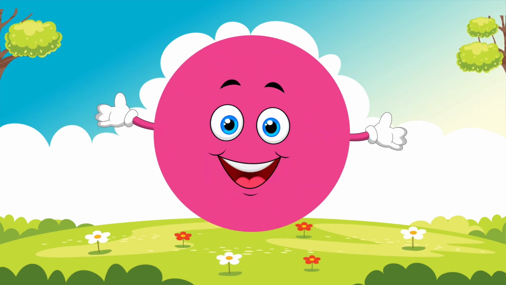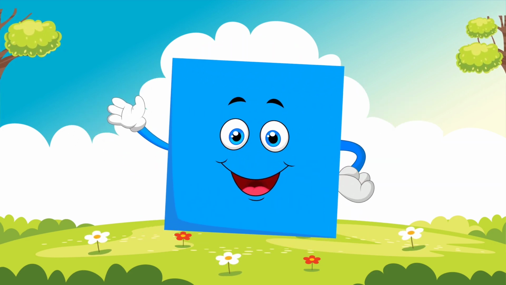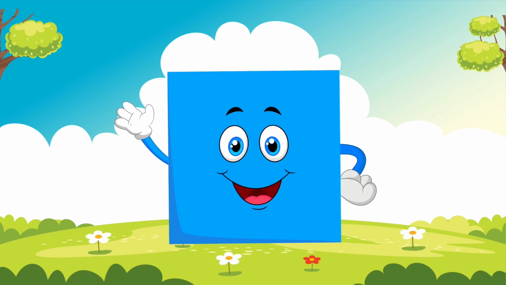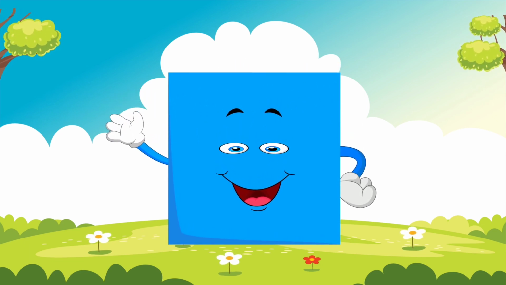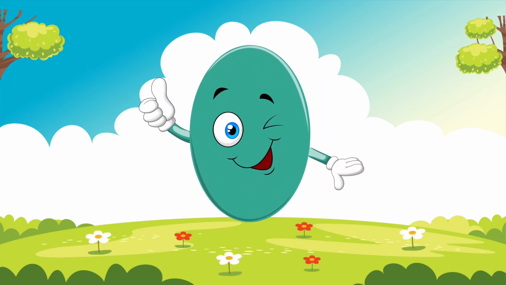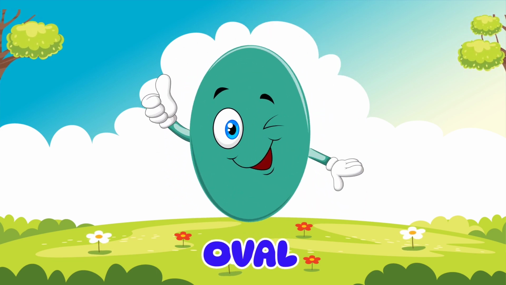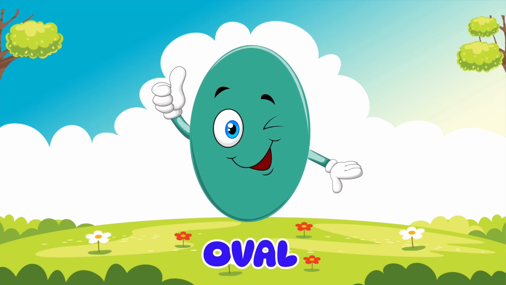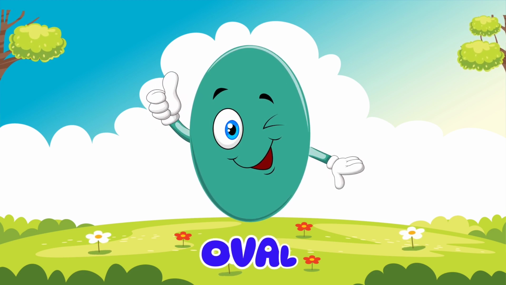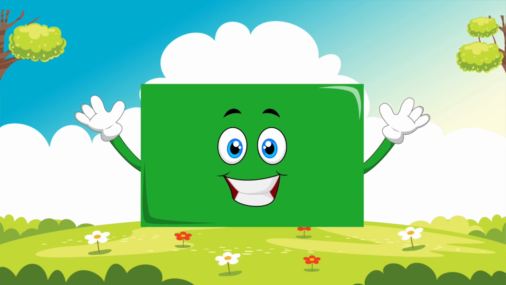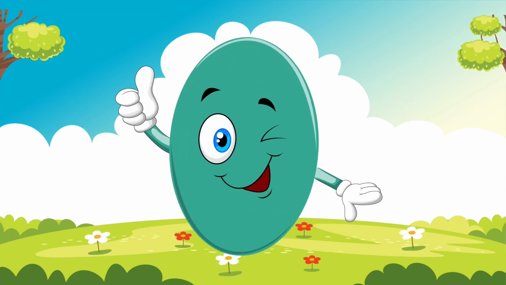Triangle, rectangle, circle, oval, square. I'm an oval round and long, round and long. I'm an oval round and long, like a circle that's very long indeed. Triangle, rectangle, circle, oval, square.